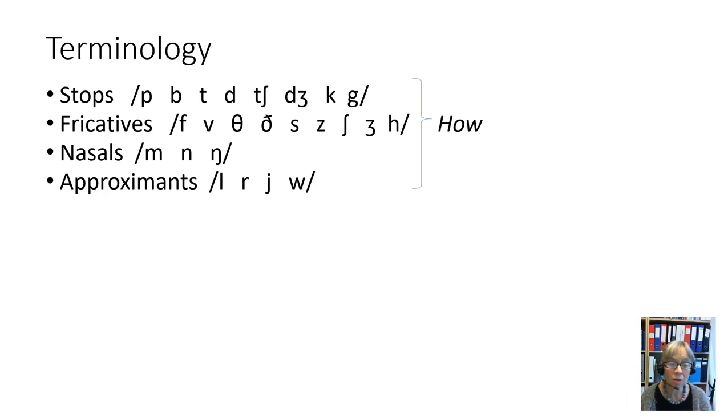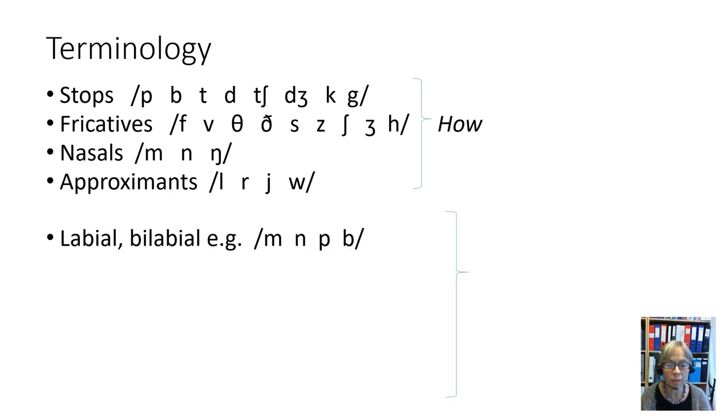Then there's a group of consonants called approximants, and that's probably because they're almost like vowels. There's very little friction, very little hindrance of the airstream with these. L, y, w. Now these terms, stops, fricatives, nasals, and approximants, refer to how we manipulate the airstream. Then we also have terms to refer to where this happens, and labial, bilabial sounds refer to the fact that we stop or we hinder the airstream by way of our lips.